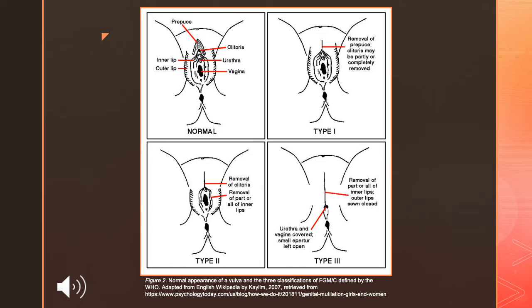And here is another graphic that's a bit more anatomically correct, once again broken up by the various types. It's important to note that any of these procedures may lead to hemorrhage, shock, acute and/or chronic infections, urine retention, severe pain due to a lack of anesthesia, psychological problems, HIV transmission due to a lack of tool sterilization, childbirth complications, and even death.